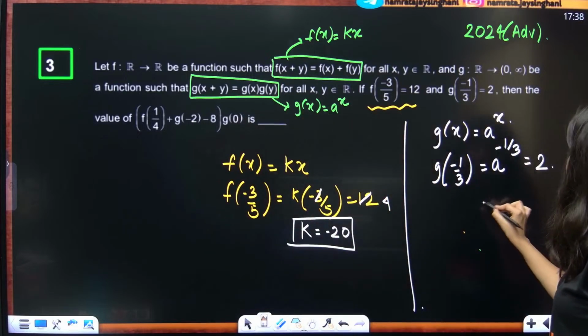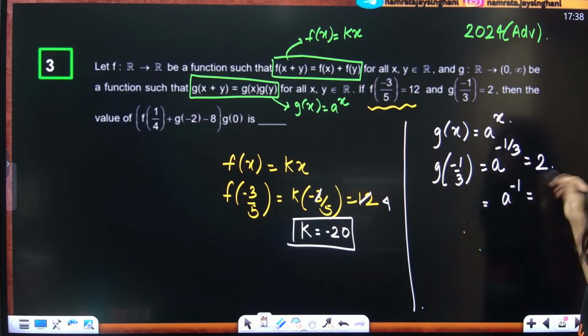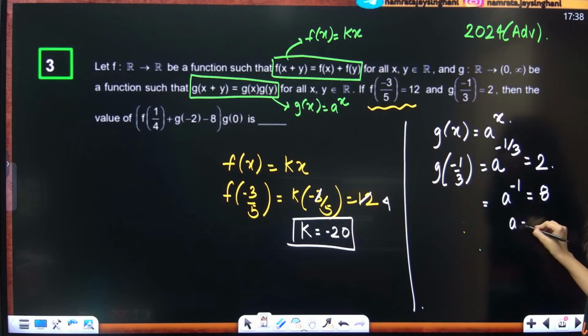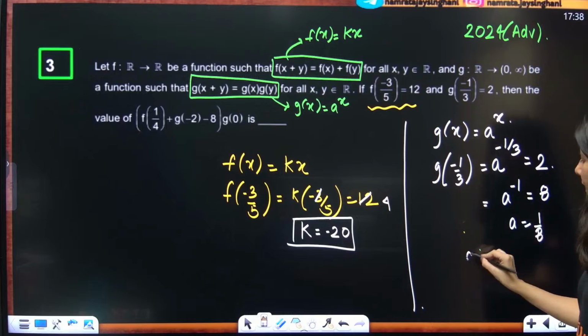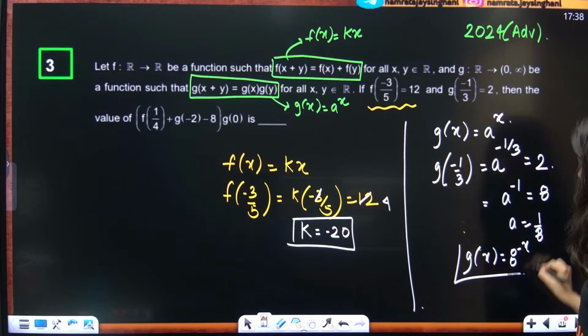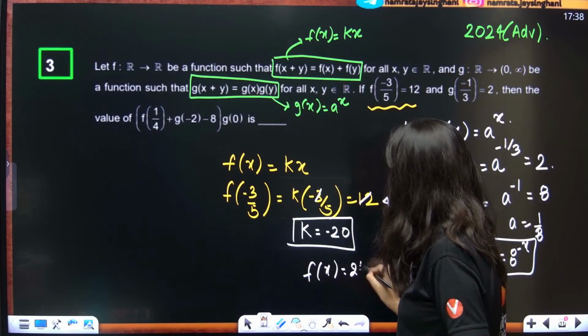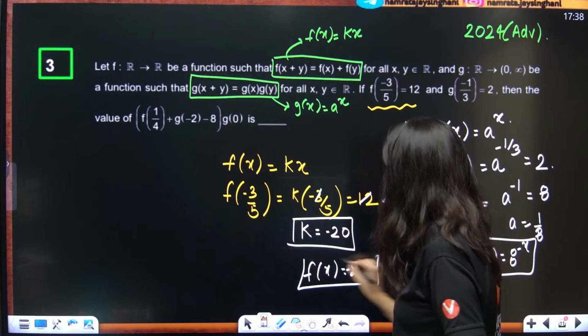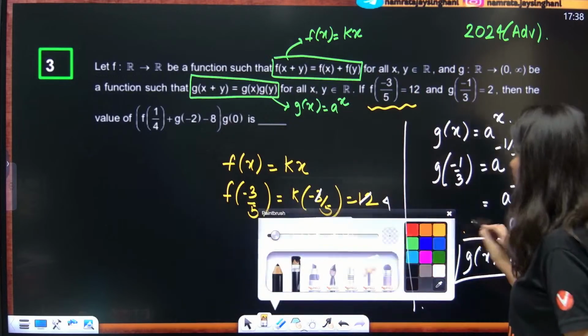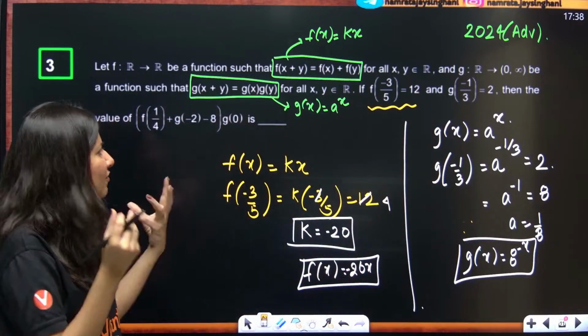Okay. So clearly you need to cube both the sides. A power minus 1 is equal to 2 cube. So a is nothing but 1 by 8. So g of x is 8 raised to power minus x, and f of x is equal to minus 20x. This is your f of x function, and this is your g of x. Now the question has become very easy.